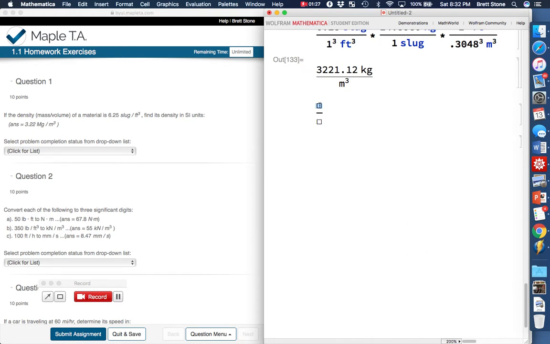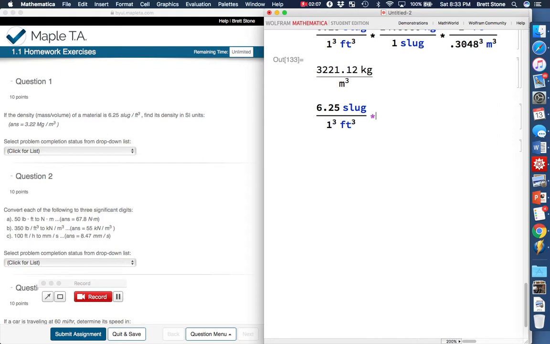So if I hit Control /, that gets me this fraction bar, and then I can put in what I'm given, the 6.25, and then I'll just put slug there. And then on the bottom side, I can put the 1, and it's cubed, so to put in a cube symbol, I hold Control 6. And so it's Control 6, and then I can put cubed, and then just arrow over to get down out of the superscript. And then I can put feet, and those are also Control 6 to get superscript, cubed, and then arrow over to get down.